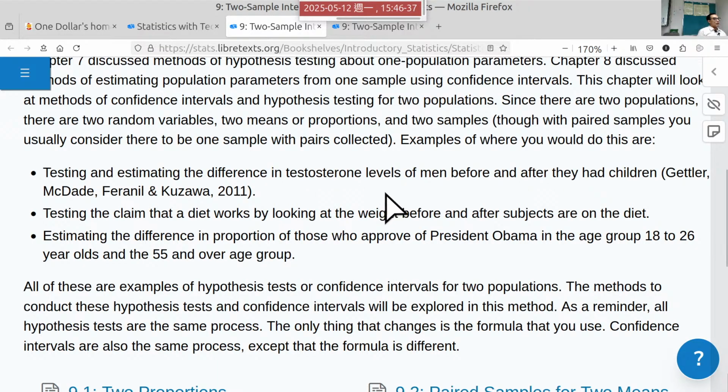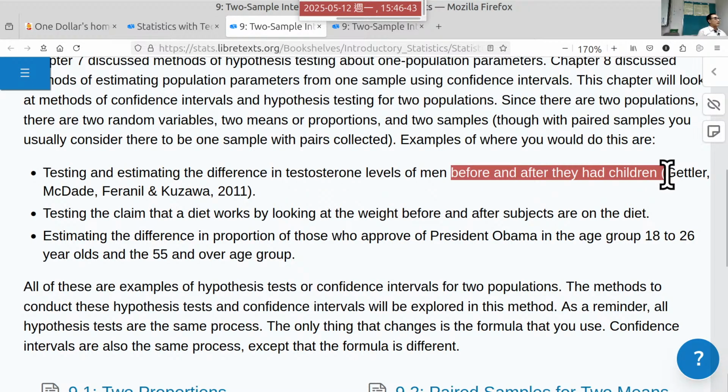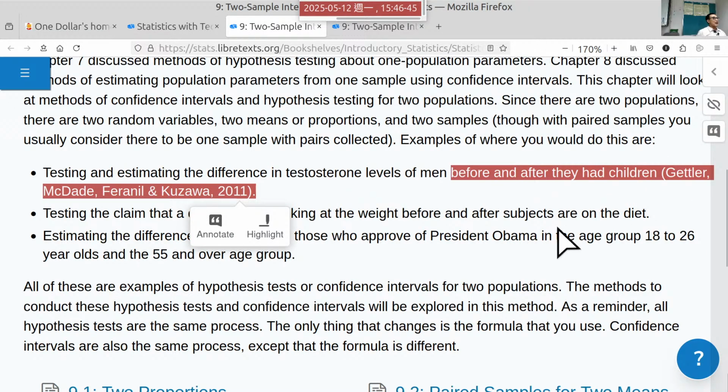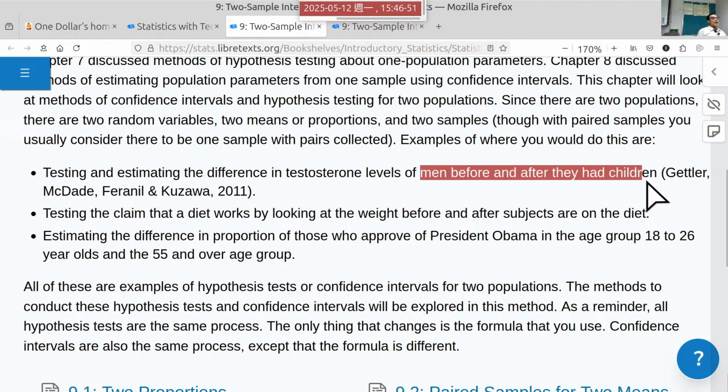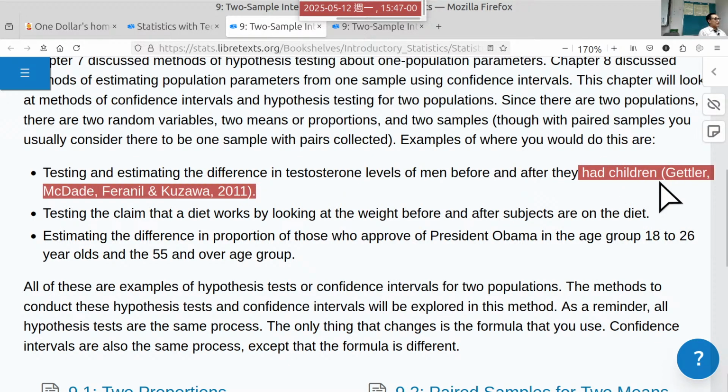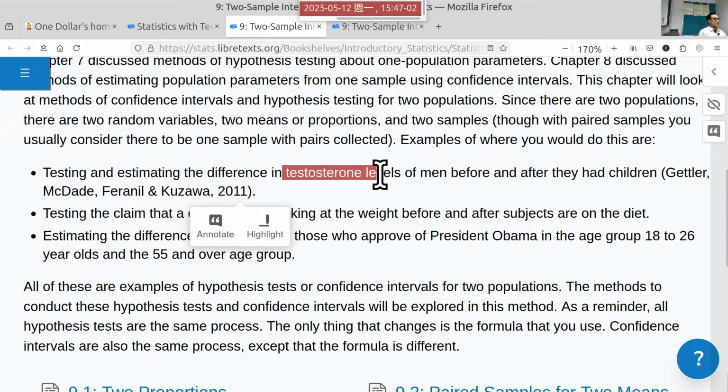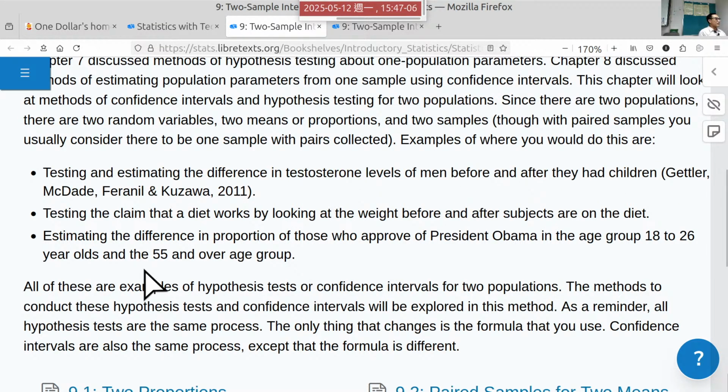The levels of testosterone in men before and after they have a child, is there any difference? The same man before is one condition, after they have children is another. After they have children, does the testosterone level change? Do you have any evidence to show that?